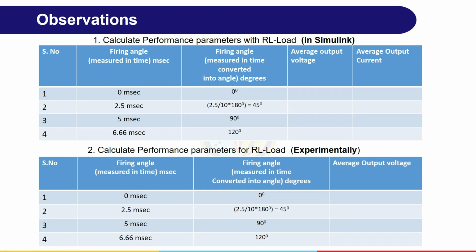Observations. In Simulink and experimentally, when you change the firing angle, you get different average output voltage and average output currents. You have to place the values in a tabular column from the Simulink and experimentally.